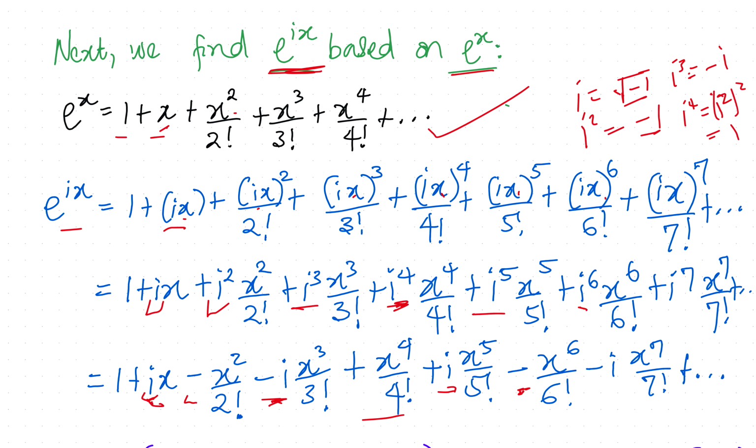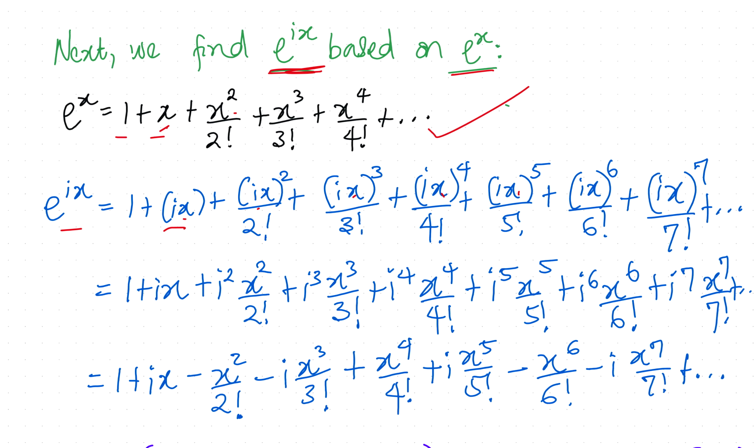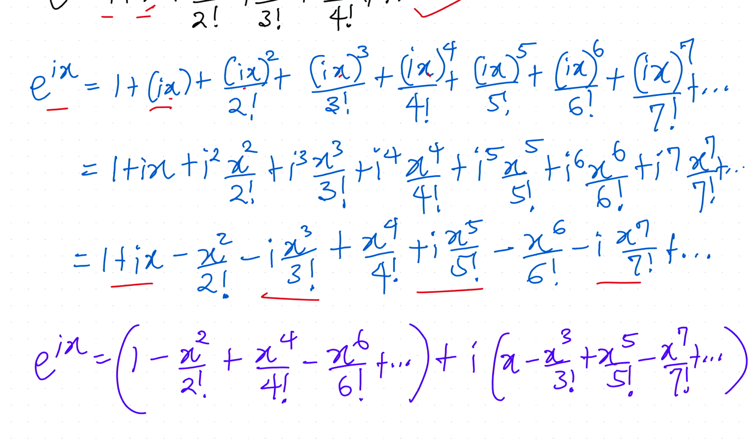So the next thing you will discover is that from this expansion we have now, some of the components have i, some do not have. So let's see some parts. I'll mark the parts that have i in red. This one has i, this one has i, this one has i, and this one has i. So if we group all this together, see what happens. For the parts that don't have i, we have 1 minus x squared over 2 factorial plus x raised to power 4 over 4 factorial minus x raised to power 6 over 6 factorial.